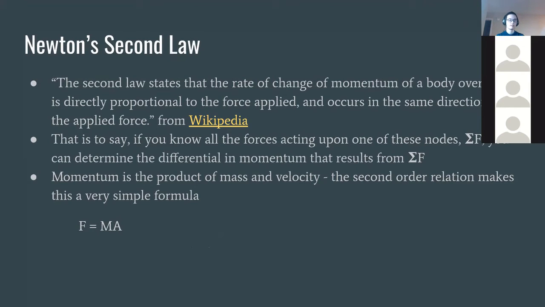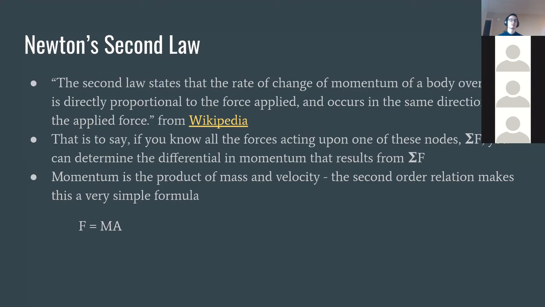So Newton's second law, just a basic thing here. The rate of change of momentum is directly proportional to the sum of the forces applied. And so if you know all the forces, then you can determine the differential in momentum. Momentum is mass times velocity, and then you take the derivative, and you've got force equals mass times acceleration.